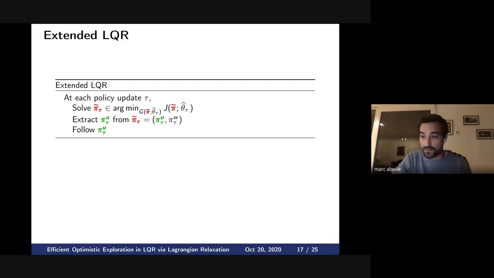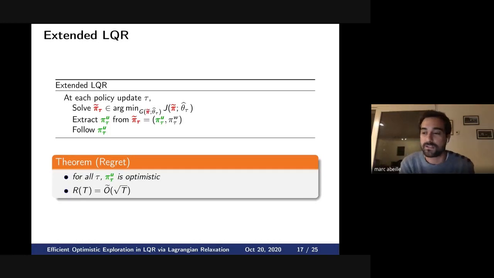And of course, a potential drawback of this approach is that we had to perform a relaxation to get there, and this may be harmful, but the following result ensures that it's not. By doing so, we guarantee that the policies that we compute are indeed optimistic, so this validates the effectiveness of the approach. And second, the relaxation does not compromise the regret, and it still addresses properly the exploration-exploitation trade-off. So we have similar rates and similar bounds as for the original OFU-LQ++ algorithm. So that's a promising intermediate result, and we are now left with solving this extended LQR control problem.